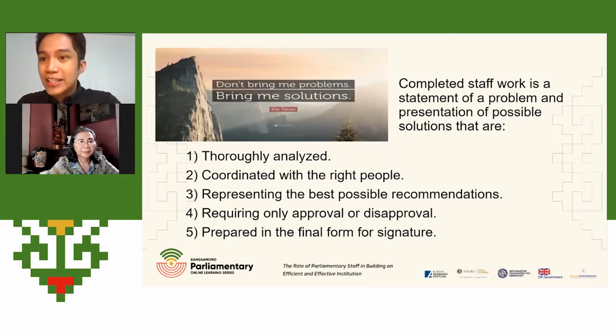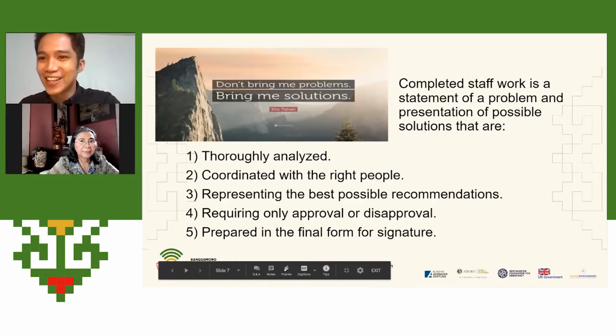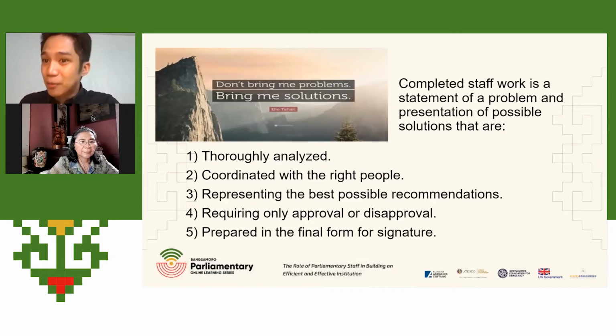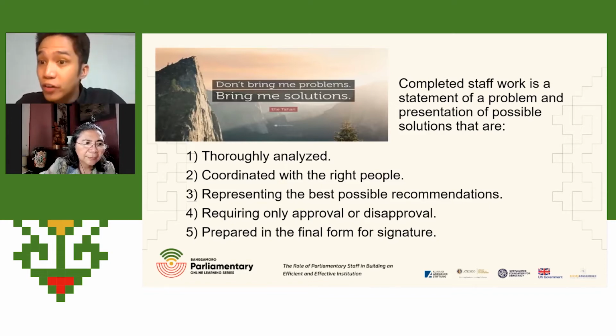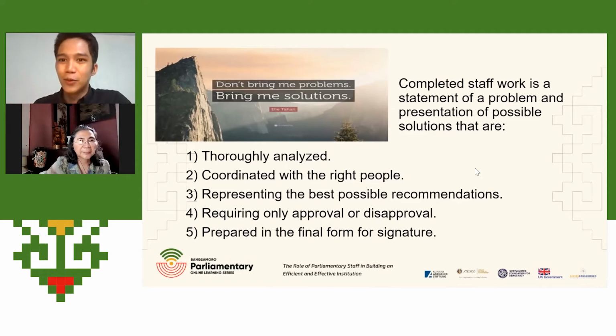Completed staff work will be illustrated through one of the most basic staff operations, which is setting an appointment. And what is completed staff work? Completed staff work is a statement of a problem or a presentation of a possible solution or set of solutions that are thoroughly analyzed, coordinated with the right people, that represent the best possible recommendations, requiring only approval or disapproval, and prepared in the final form for signature or for the approval of your principal.